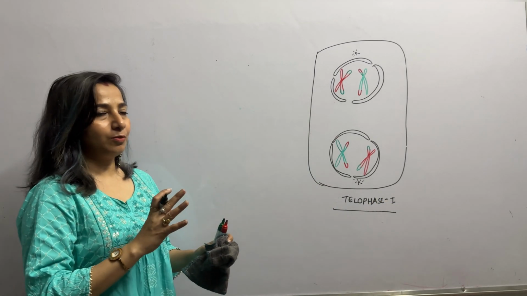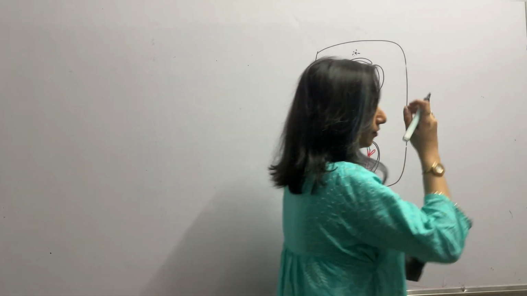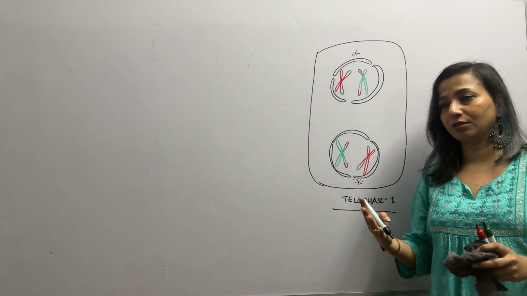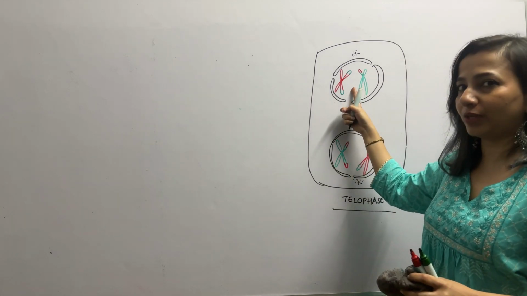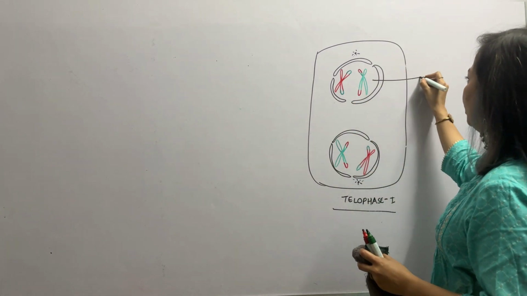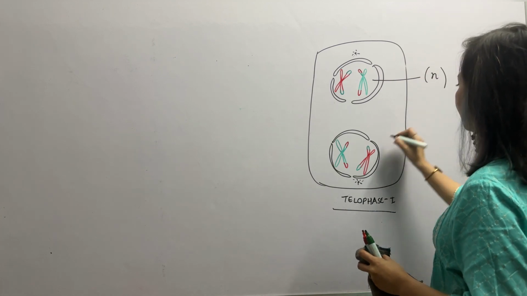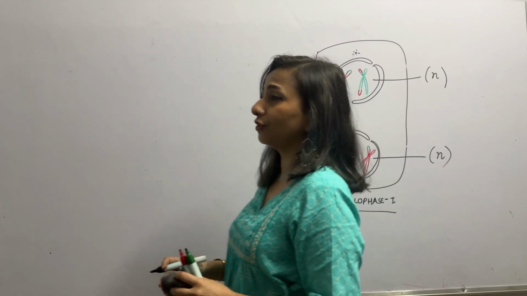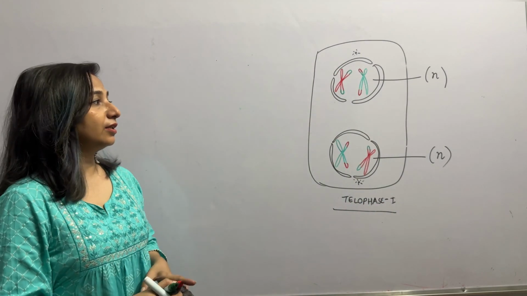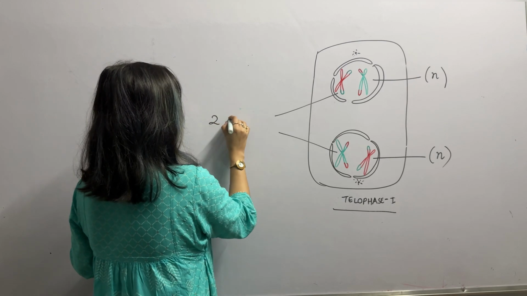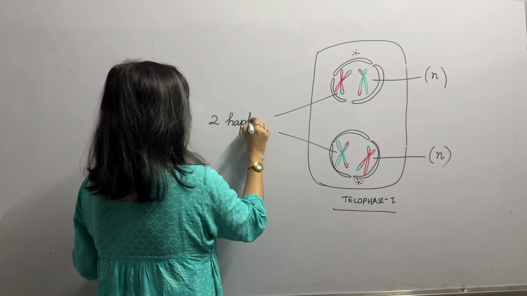Clear? And if you observe nicely, you can see that we started with how many chromosomes? 4, isn't it? Now we have how many chromosomes in one nucleus? 2 and 2. They have been reduced. It has become how much? n. So at the end of telophase 1, there will be production of 2 haploid daughter nuclei.